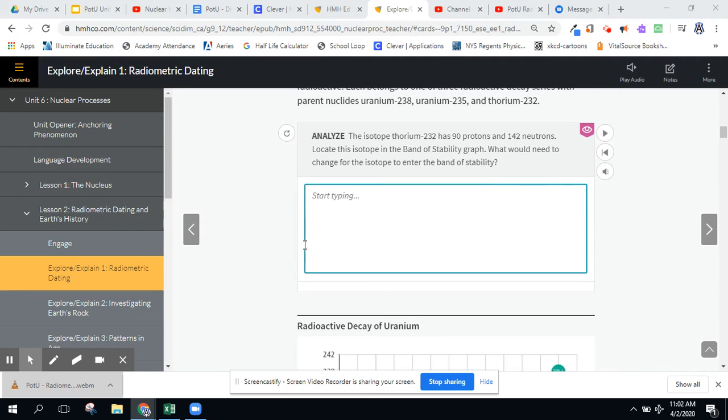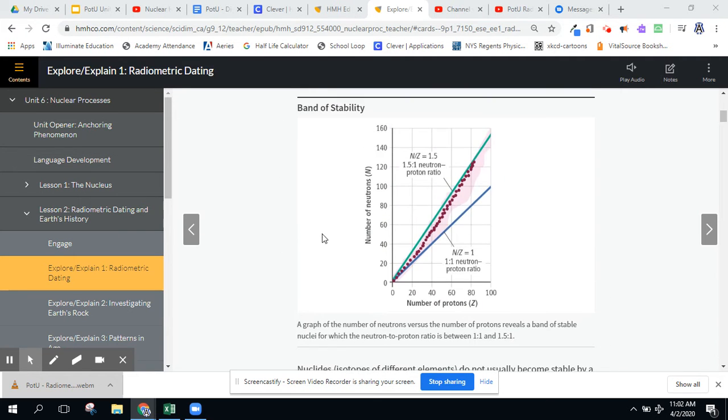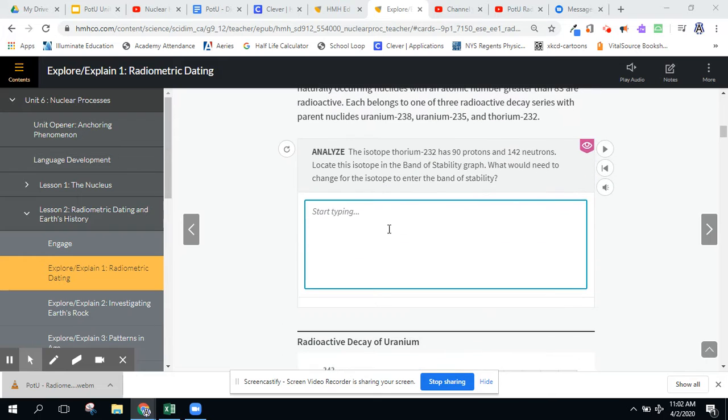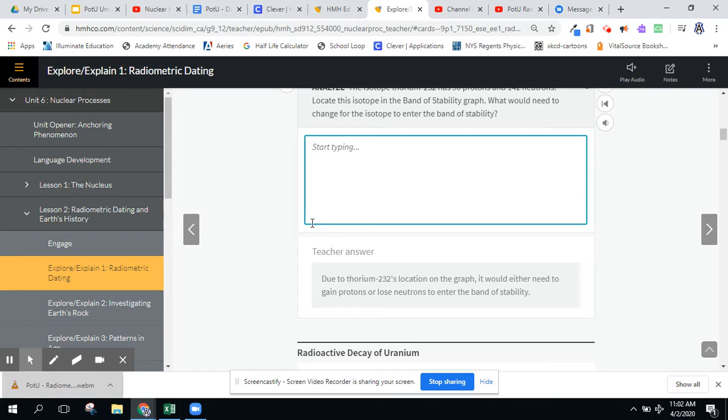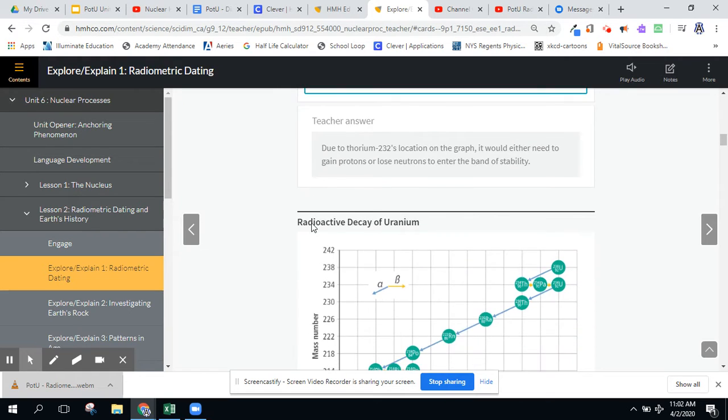For this first one, we're looking again at this band of stability where we have this balance of neutron to proton ratio, and the heavier elements are going to go through alpha and beta decay to form more stable elements. And so you can look at the chart up there to see how that would work. But again, this idea of looking at thorium-232 and seeing where it is on that graph, and then either needs to gain or lose protons to become stable.